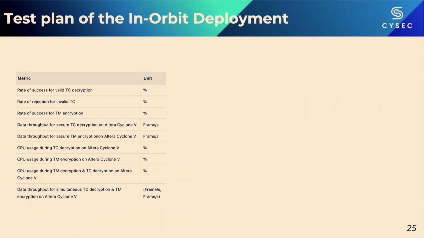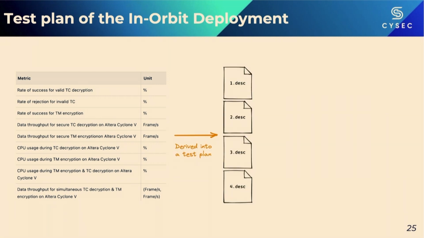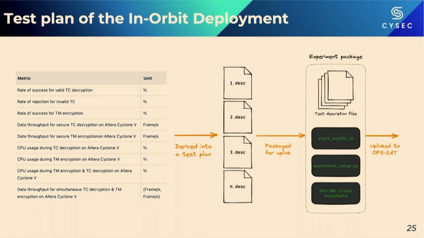So the way this works is we've extracted all of these metrics into a complex test plan, which is described in several test description files. And all of this has been packaged into an experiment package, which features several tools, software that is run in orbit to generate a very high number of frames. As I mentioned, we want to benchmark SatLink, so we cannot use up all the uplink budget we've been allocated. So this was one way for us to dynamically generate new experiments in orbit and have some randomness to it.